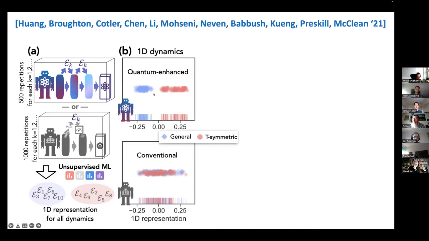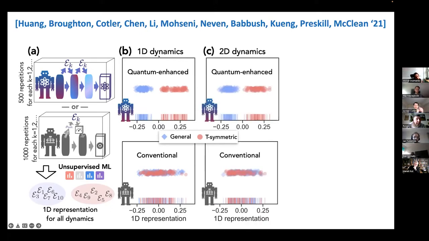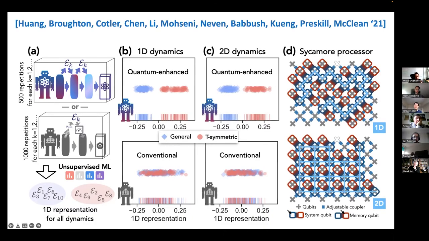And we found that in the quantum enhanced setting we could in fact tell the difference between these unitary matrices and these orthogonal matrices, whereas in the conventional setting, we could not tell the difference between them. This also works not just for one-dimensional dynamics. So you can look at unitaries on a one-dimensional lattice, but we also did it for two-dimensional dynamics with a qualitatively similar result. Maybe for now, I'll spare you the details of how this was implemented on the Sycamore processor, but the point is, at least at the conceptual level, that these results actually bear out in practice for experimentally realizable systems.